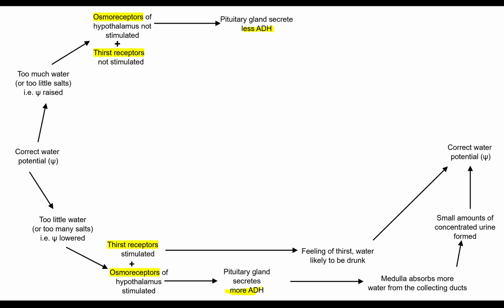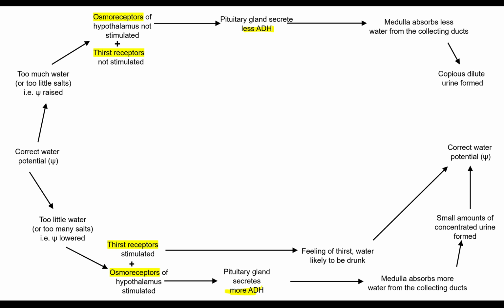So it's still our osmoreceptors, still located in the hypothalamus, but this time, instead of being stimulated, they are going to be inhibited. We're not going to stimulate our thirst receptors because we don't need to, and therefore our medulla is going to absorb less water from the collecting duct. We're therefore going to create copious dilute urine because we want to excrete the excess water.